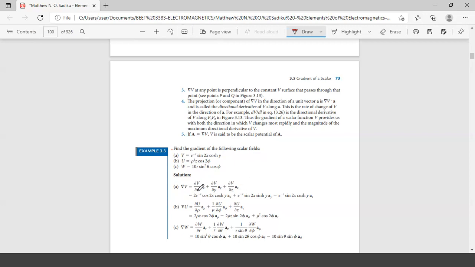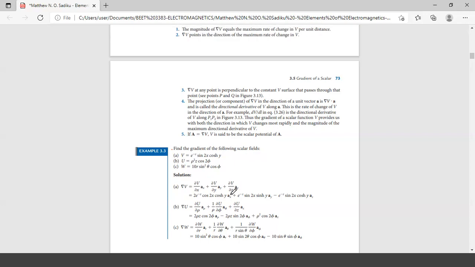That means you differentiate the V. You differentiate V based on the direction of x. So dV dx, you differentiate with respect to x: 2 e to the power of negative z cos 2x cos y in the direction of x. Same for the direction of y and the direction of z.